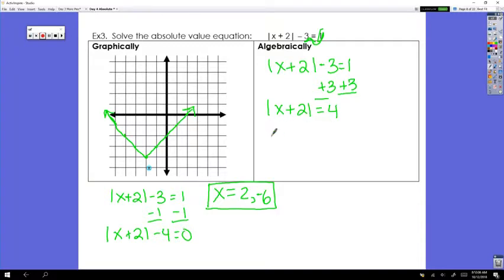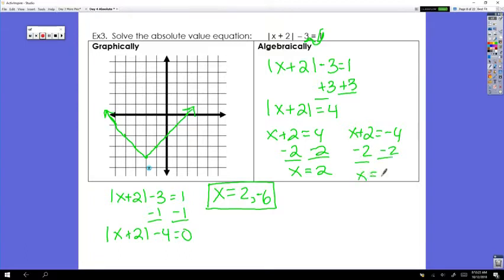Once we have this, we can set x plus 2 equal to the positive 4 and x plus 2 equal to -4. Subtract 2 from both sides. X is equal to 2. Subtract 2 from both sides. X is equal to -6. But you can see these two answers are the same.